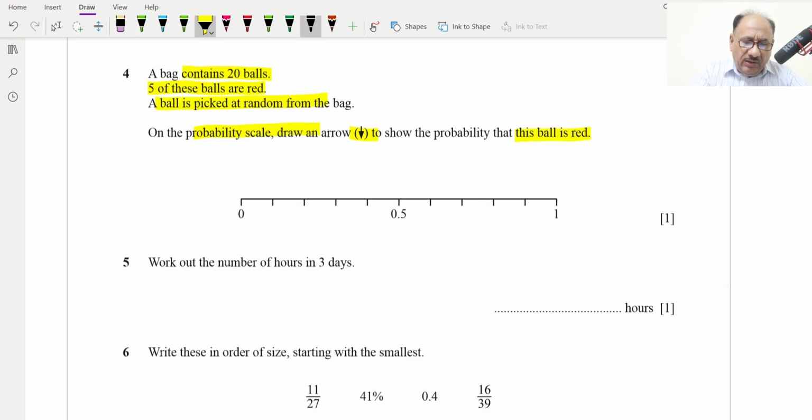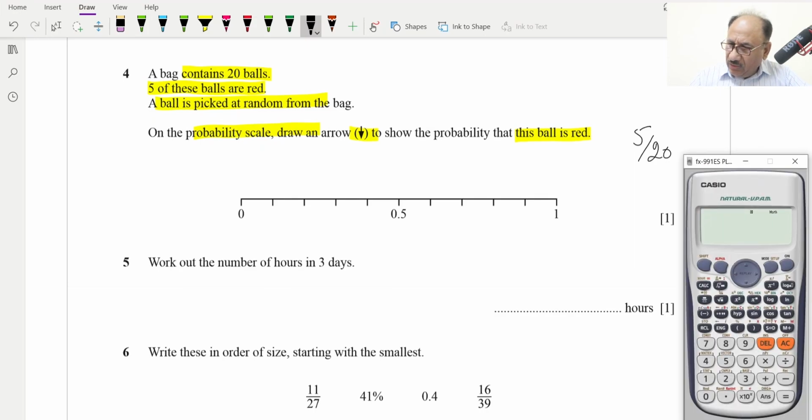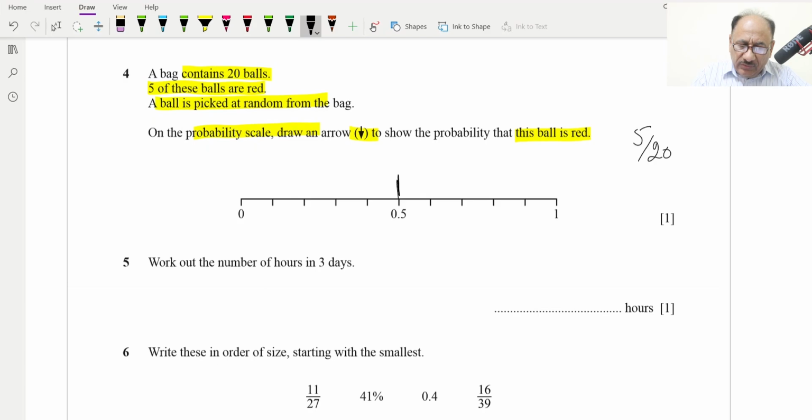So there are 5 red balls. So 5 out of 20, what does 5 out of 20 mean? 5 divided by 20 is equal to 0.25, and 0.5 is this location. So half of this will be from this point to this point. We will be taking half of this, and half of this will be over here. So we can put an arrow like this, and we can even write 0.25 here to indicate our answer.